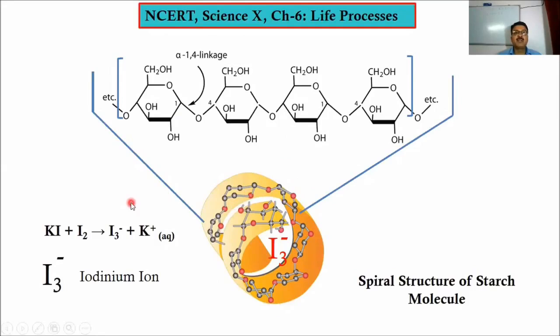Iodine is sparingly soluble in water and as such it has no use. In order to increase its solubility, potassium iodide is added to water. Potassium iodide is ionized into potassium and iodide ions. Iodide ion is combined with iodine molecule to form iodinium ion, which is water soluble. As we have seen, a starch molecule has a spiral structure and has interstitial space within the molecule. Iodinium ion is trapped in this interstitial space and gives intense blue color.